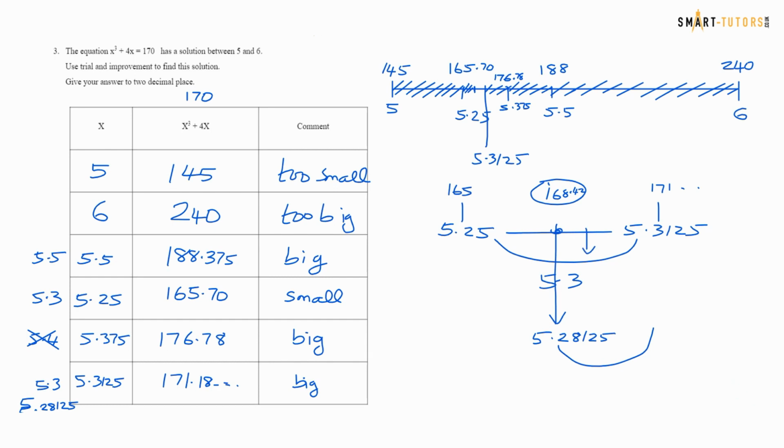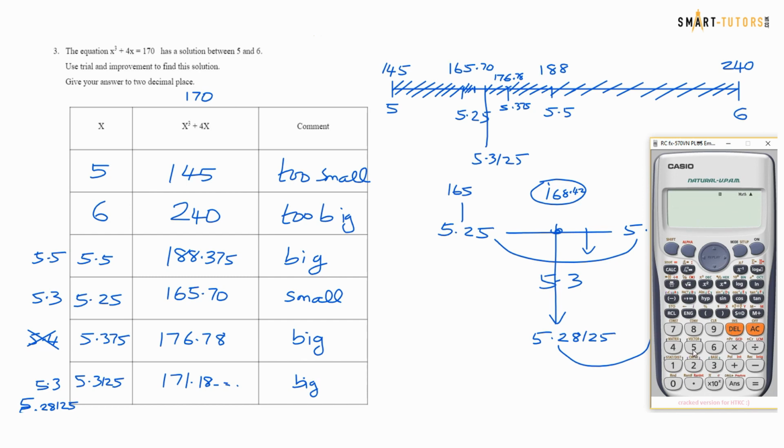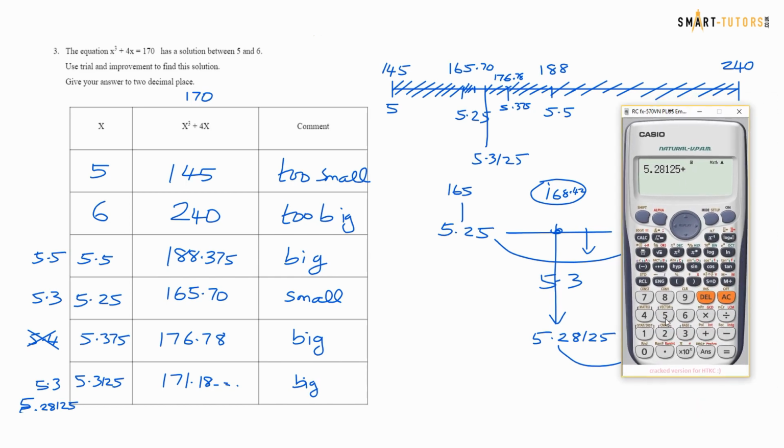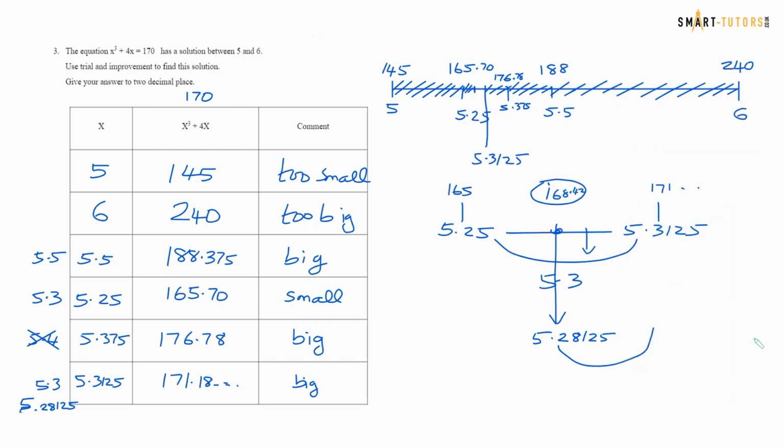So if I add 5.28125 plus 5.3125, and that is divided by 2, it is 5.296875. So that is the next value to try.